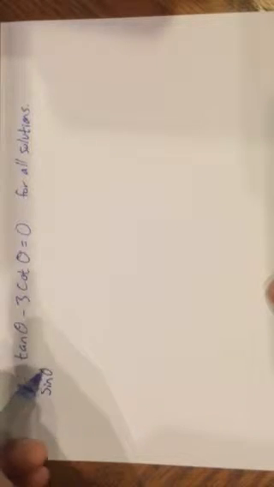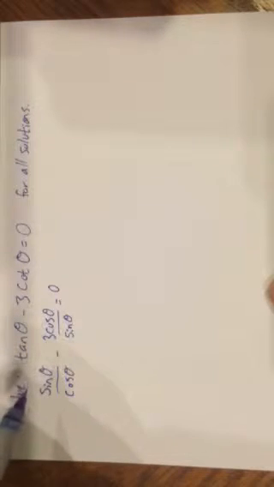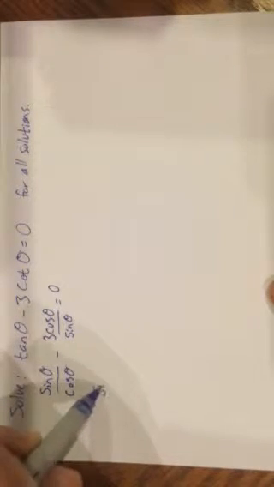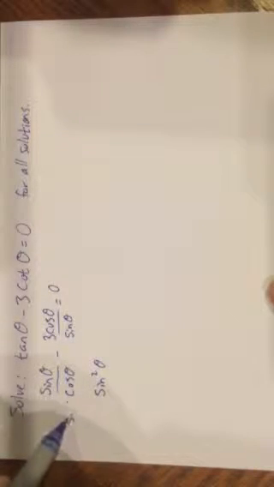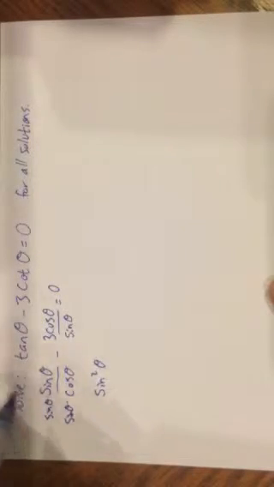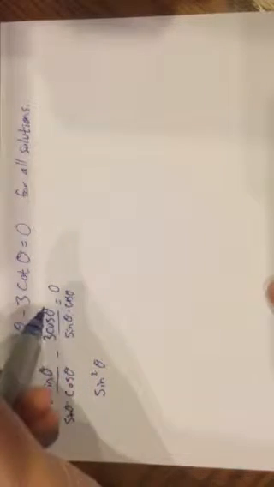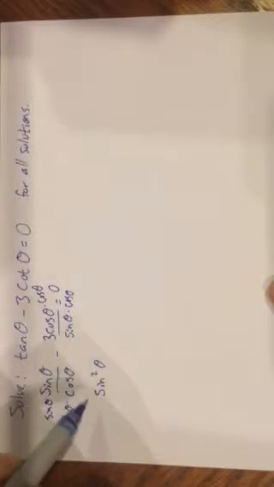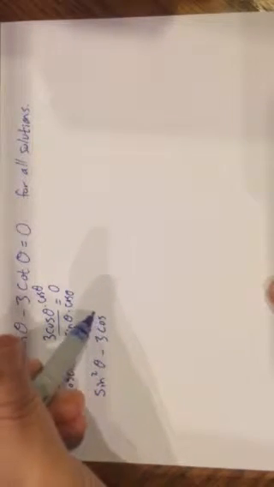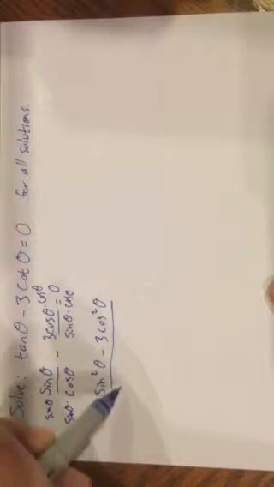So I'm going to get sine of theta over cos of theta minus 3 times cotangent, which is 1 over tangent, so it just flips to cos of theta over sine of theta. That's going to equal 0. I'm going to find a common denominator. So I get sine squared theta, because this multiplies by sine theta over sine theta, and this one multiplies by cos theta over cos theta. So sine squared theta minus 3 cos squared theta all over sine theta cos theta equals 0.